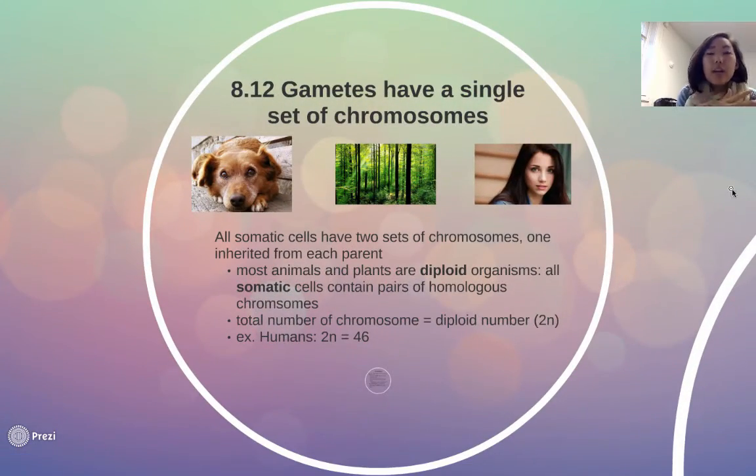Okay, so somatic cells have two sets of chromosomes, one set inherited from each parent. Because we have those two sets, most animals and plants that have this are called diploid organisms. This word diploid just indicates that we really have double the number of chromosomes for each characteristic. So for us, we would have 2N, which is 46 total chromosomes, and each of those chromosomes has a homologous pair.